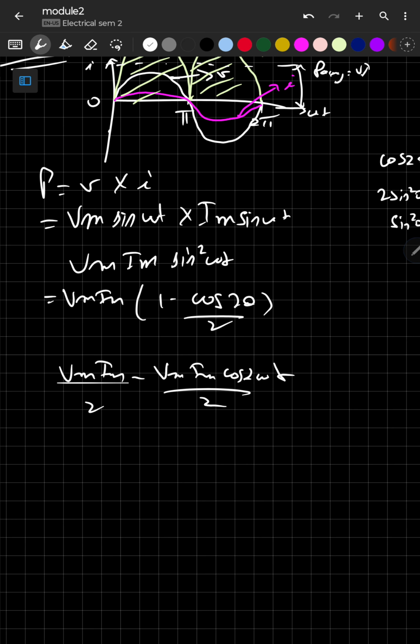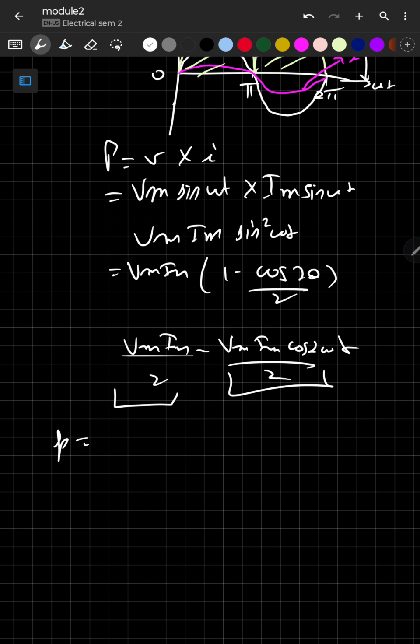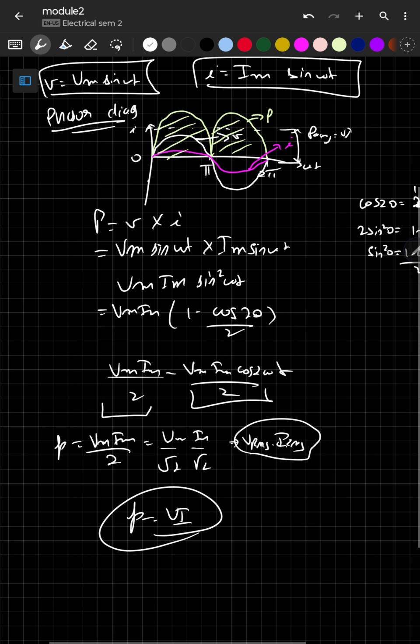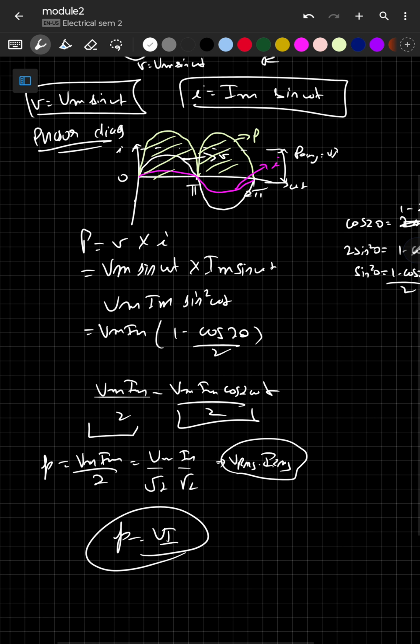Now this part will become the pulsating part, the fluctuating part. This will become the constant part. So P equals Vm Im by 2. That equals Vm Im by root 2 into root 2, that is going to become Vrms into Irms. That is, I'm going to write P equals V into I, where V and I are RMS values. That's why we can write the average value as P average, Vm by root 2 into Im by root 2.